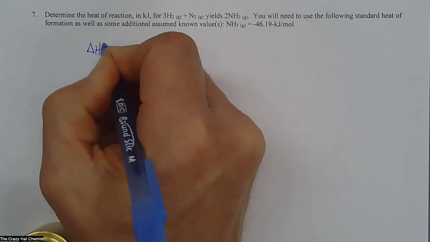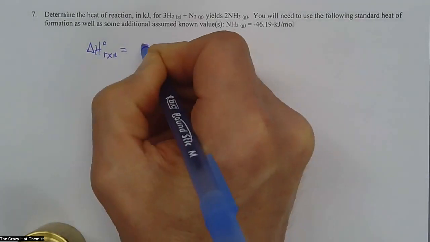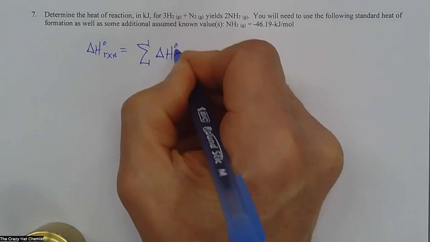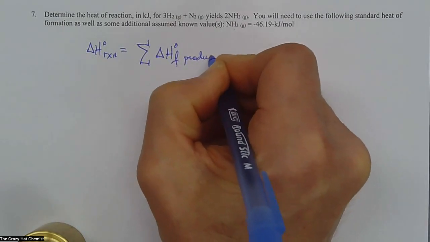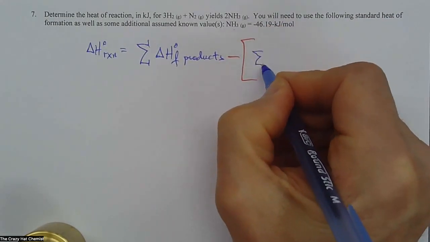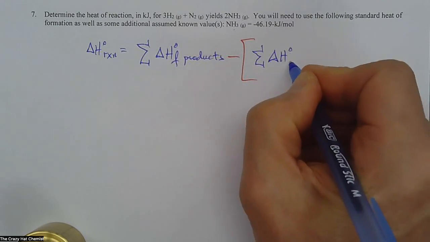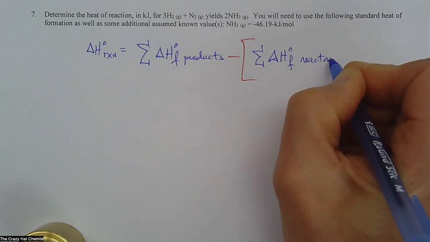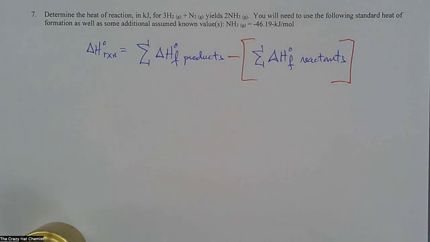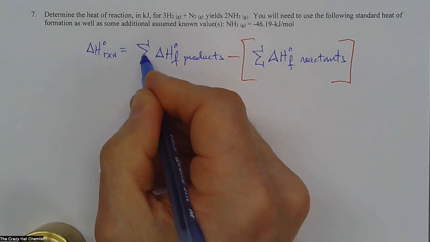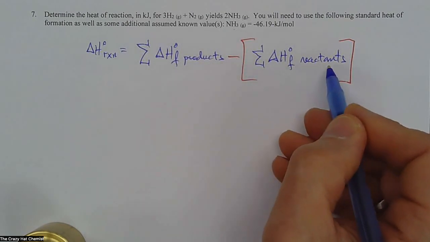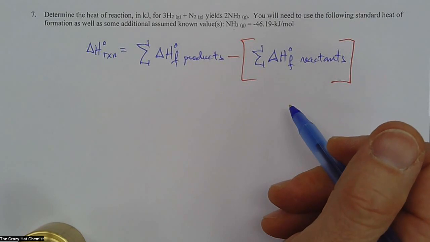All right, so this is an enthalpy of reaction, and so we're going to use this equation. Delta H naught for the reaction is equal to the sum of the delta H naught of formation of products, minus the sum of delta H naught of formation of reactants. This summation, sigma, means sum of. So we're going to sum up the products, and then we're going to minus the sum of the reactants.